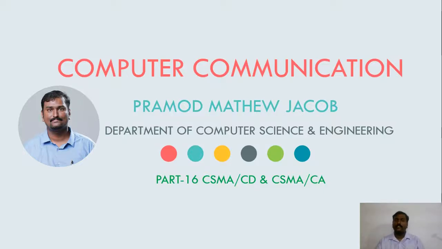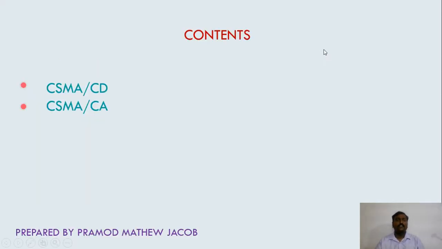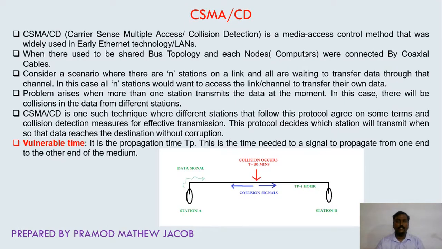Hi all, in this session we are going to learn about CSMA/CD and CSMA/CA techniques. The first one is CSMA/CD, that is carrier sense multiple access with collision detection, and the second one is carrier sense multiple access with collision avoidance. Let's learn these methods in detail.